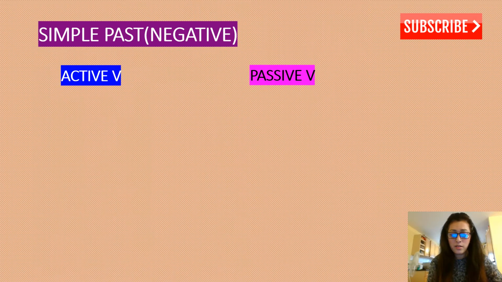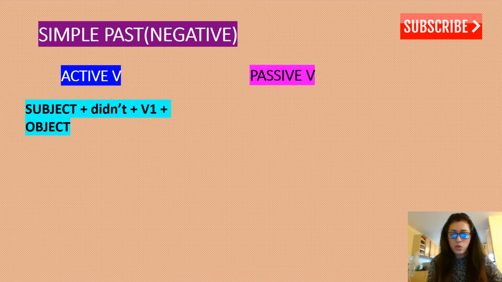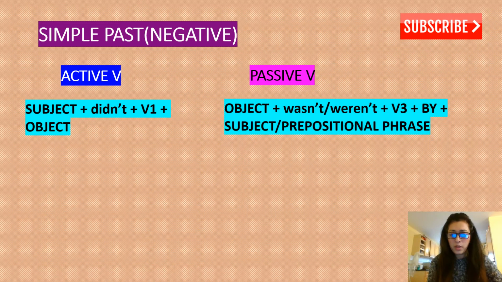Now, talking about the negative of the simple past, again with the active voice, I will say subject, I will use didn't here, which is did not. Always remember, it is a rule that with did not, I will always use the first form of the verb plus the object. Now, the passive voice will be object plus wasn't or weren't with the verb third form plus by and subject or prepositional phrase in the end.